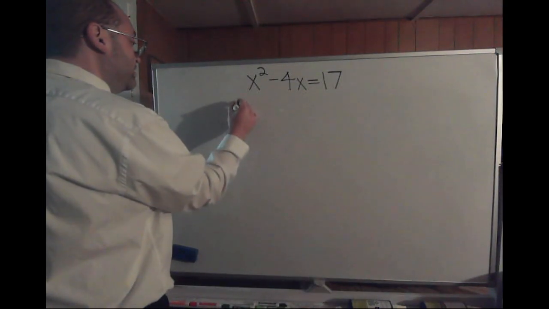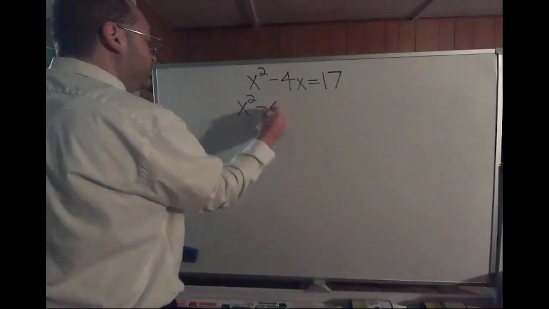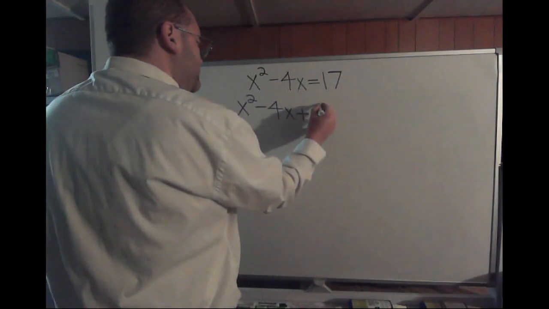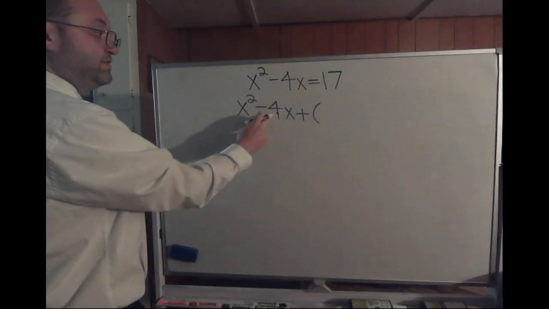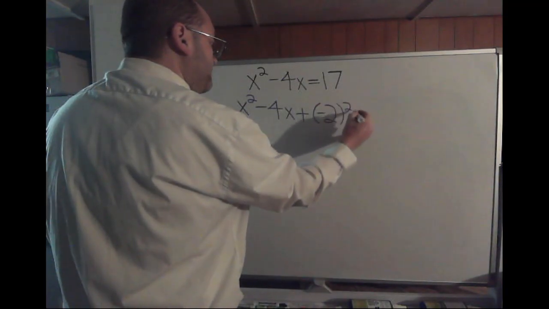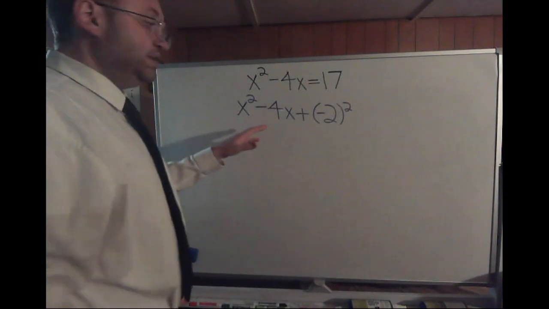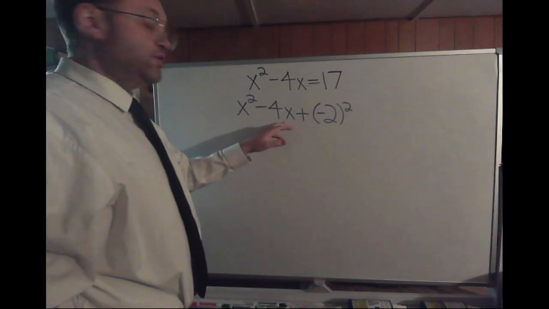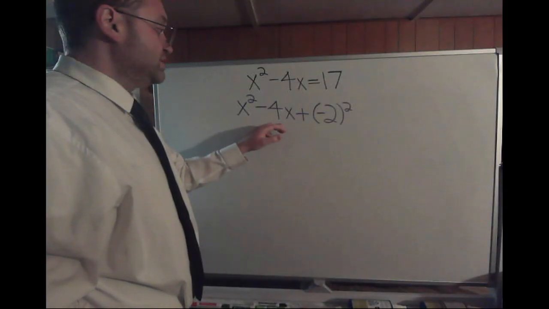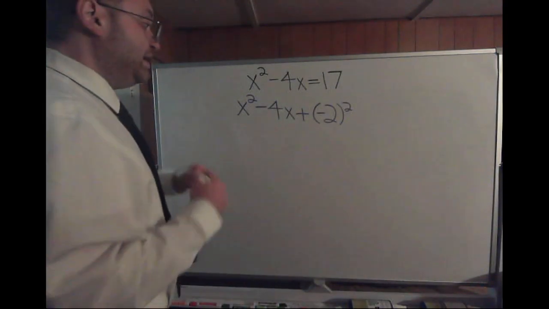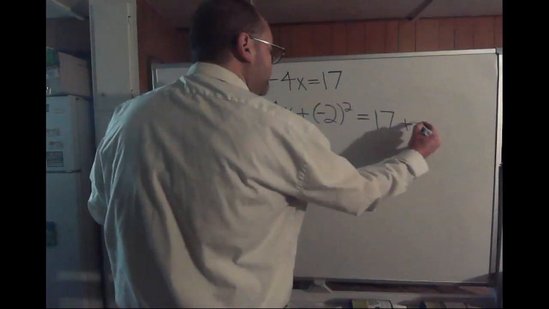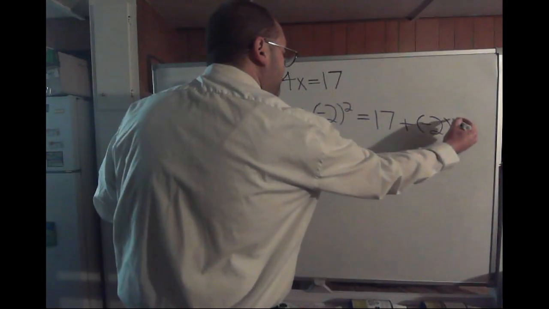so what you're going to do is keep your x squared minus your 4x, but what you have to do next is you add, and then you're going to take half of your middle term, half of that negative 4, which is negative 2, and you'll raise it to the second power. Okay, so to complete the square, you take half of the coefficient on your x term, and you raise it to the second power. But what you do to one side, you have to do to the other.